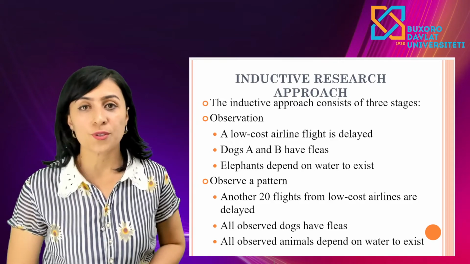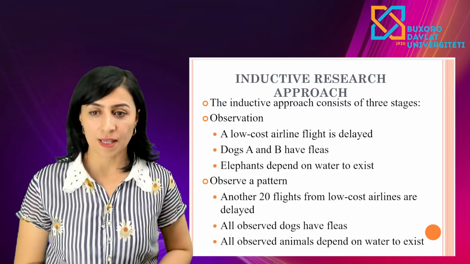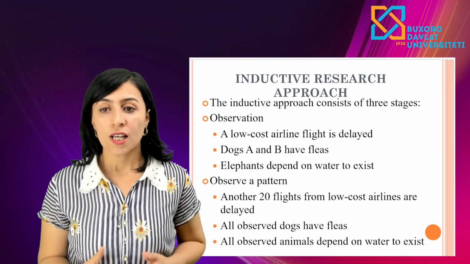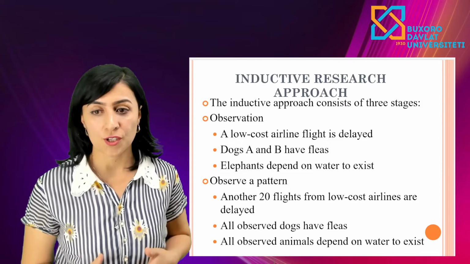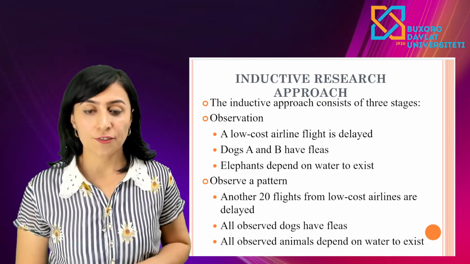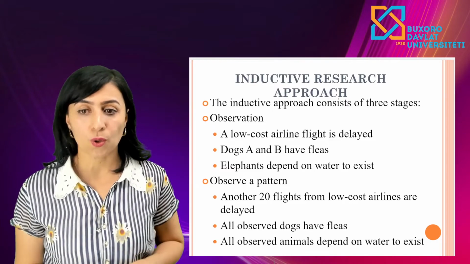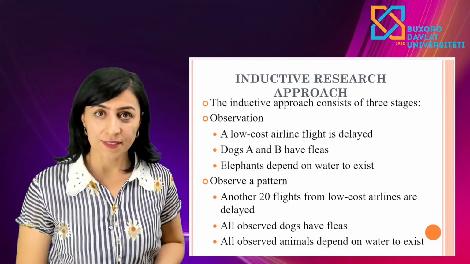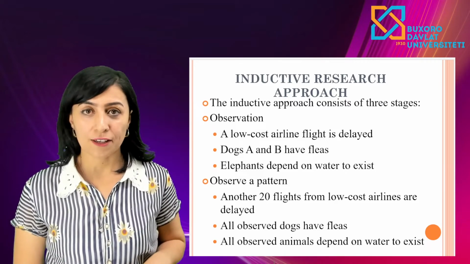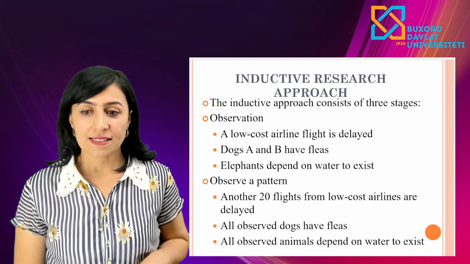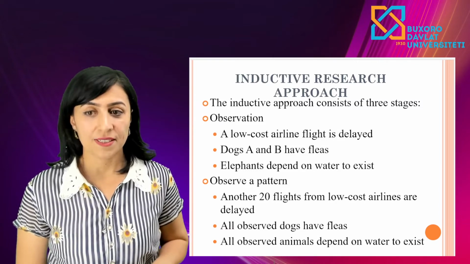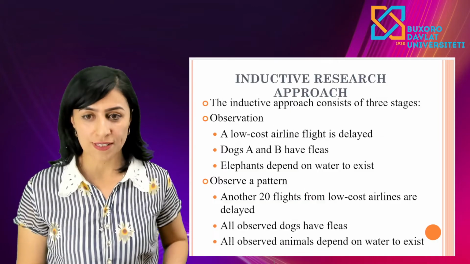The first one is observation. Now, there are three examples. In the first stage of the inductive approach, you observe. For example, you observe that one low-cost airline flight is delayed. Next, dogs A and B have fleas. Next, the third example: elephants depend on water to exist. So you have observed them.